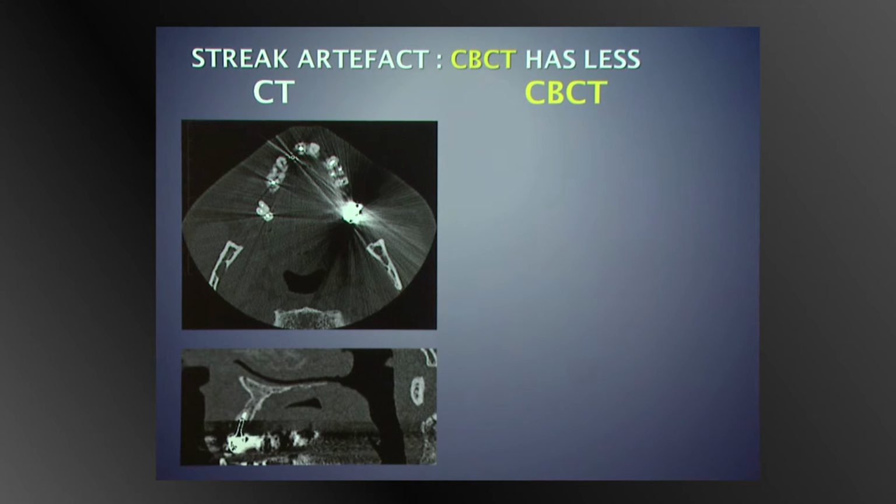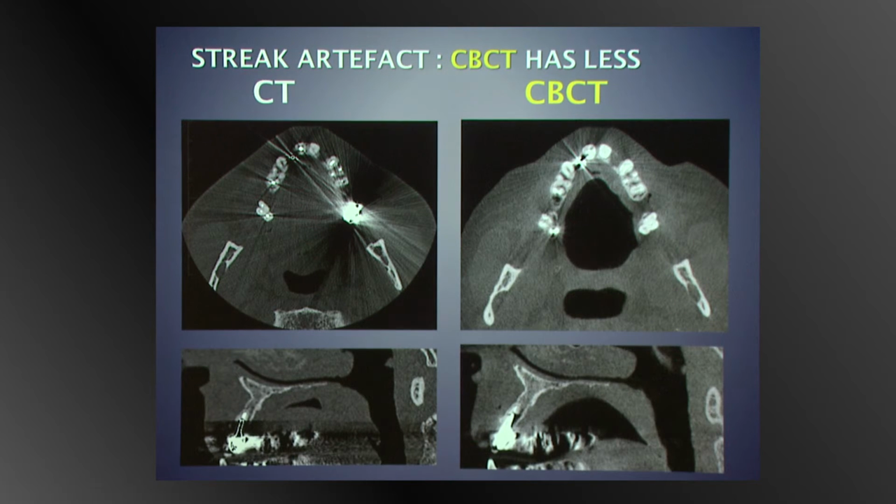One of the beauties of cone beam is that the streak artifact is significantly less than it is with CT. This is the same patient. You can see the improvement in the streak artifact, particularly from that 2.7. And it tends to be more focal to the area where it is produced, rather than degrading imaging on the other side of the arch.